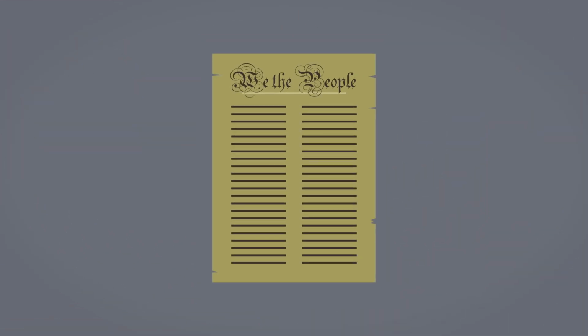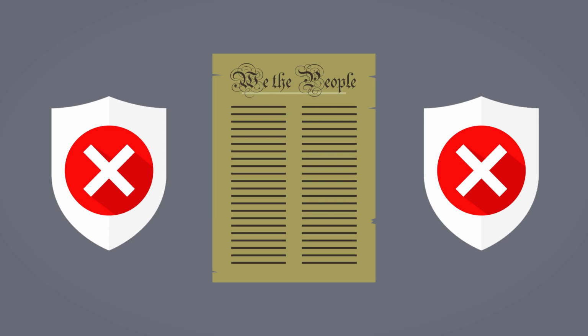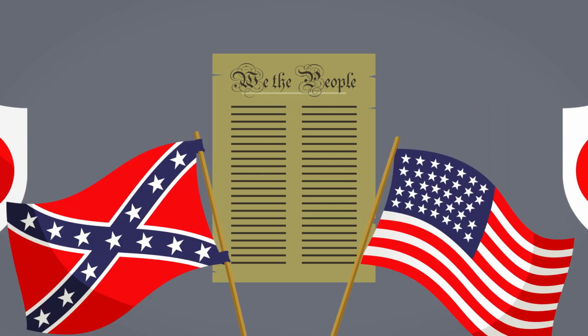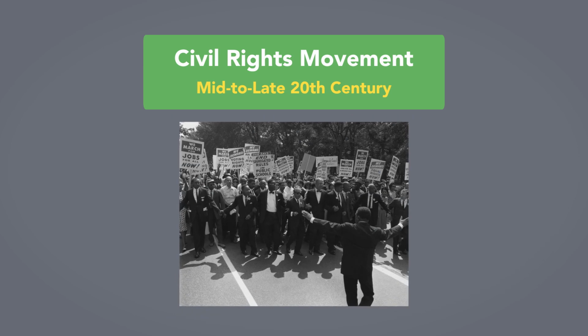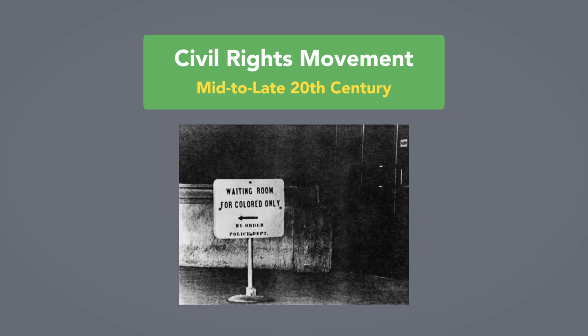When it was ratified, the Constitution provided no guarantee of equal protection under the law. Only after the Civil War was the 14th Amendment with its Equal Protection Clause added to the Constitution. Moreover, until the civil rights movement of the mid to late 20th century, the Equal Protection Clause made little difference in the lives of many minorities and disenfranchised populations.